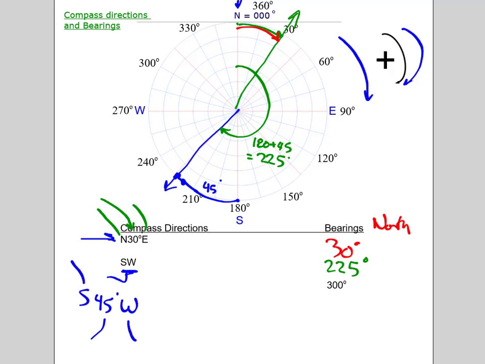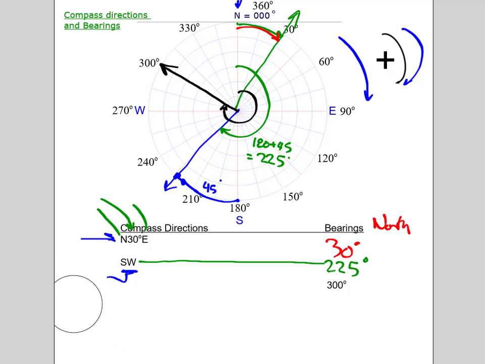Okay, so those would be matched up. And then lastly, 300 degrees. If we start with a bearing, 300 degrees is right here. So now that would be turning all the way around. Now there are multiple ways to represent 300 degrees.